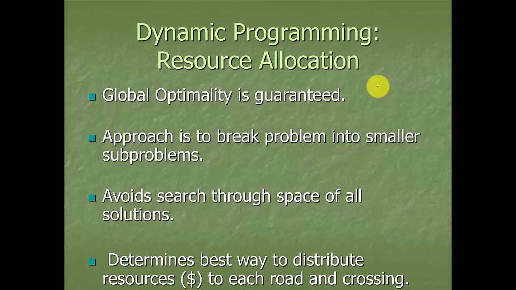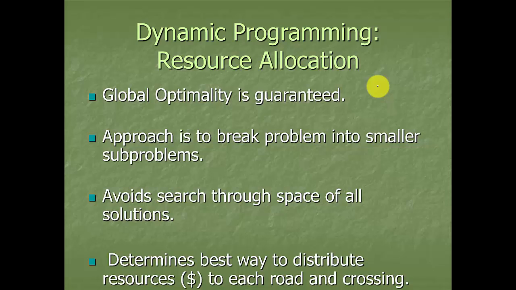So now we're going to talk about the other kind of algorithm, dynamic programming. And dynamic programming can be used for resource allocation. That's the kind of problem we have here. We're basically allocating how much money we should allocate to each of our roads and crossings. And what's powerful about dynamic programming is you can prove optimality, and you can prove global optimality.